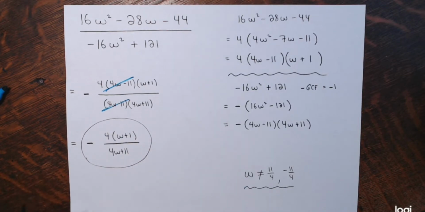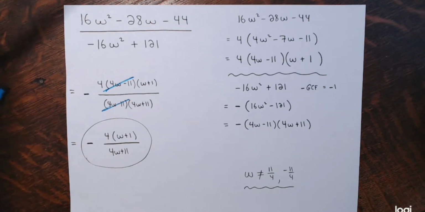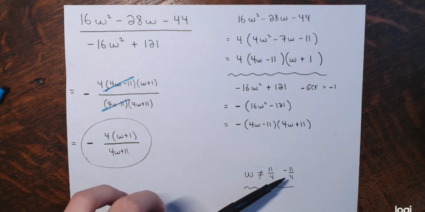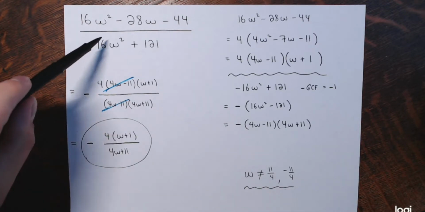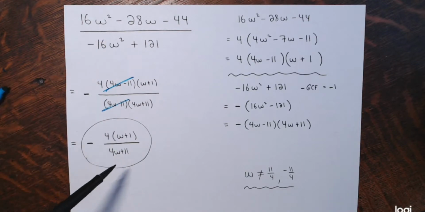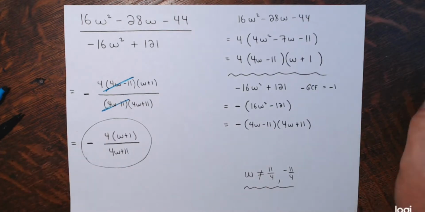And again, you can test this out. Replace w with any value you want, except for these two, right? Except for 11/4 or negative 11/4. And the value of the original expression should be exactly the same as the value of this final expression. And if you want, you could distribute the 4 up here, but I'm not going to.